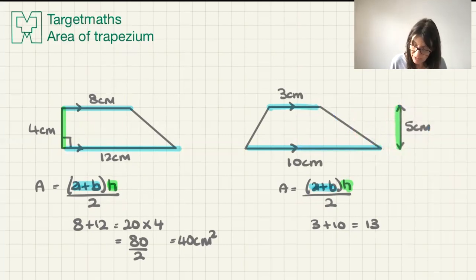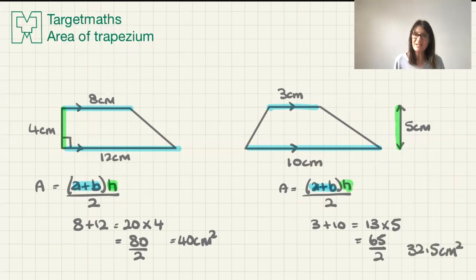So we're going to times that through by 5, which is going to give me 65. I've then got to half the answer, and that's going to give me 32.5 centimeters squared. And that's it. That is using the formula to find the area of a trapezium.